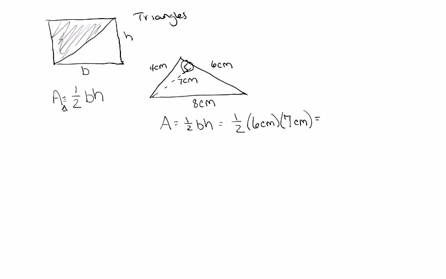All right, carrying out this calculation, 6 times 7 is 42, and half of that is 21. Remember our units, area is always squared, or a centimeter times a centimeter is a centimeter squared. Let's take a look at one last triangle example. I'd like you to pause the video here and find the area of this triangle.